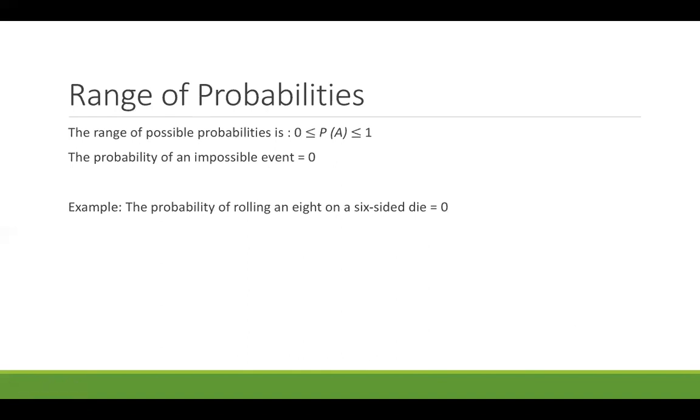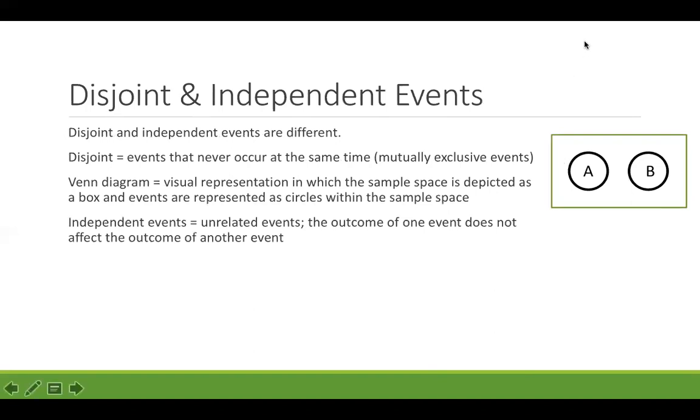So next is disjoint and independent events. So first thing to note with these is they are different from each other. Disjoint events never occur at the same time. But independent events are unrelated from each other. So to the right, a Venn diagram shows disjoint events because they never occur at the same time. You see there's no overlap between them.